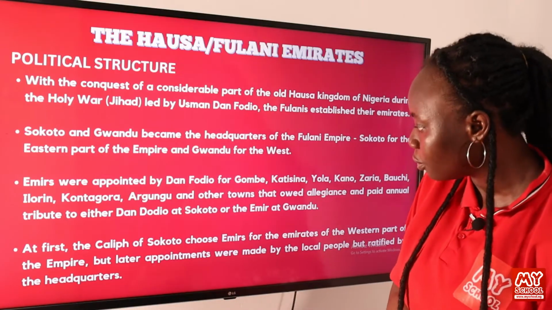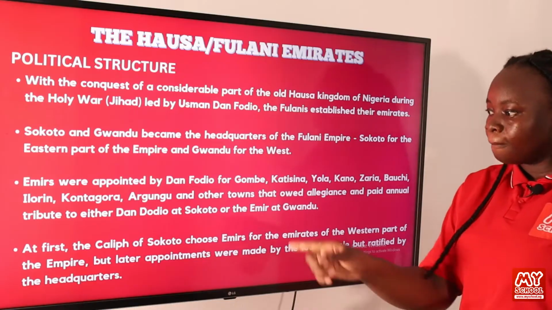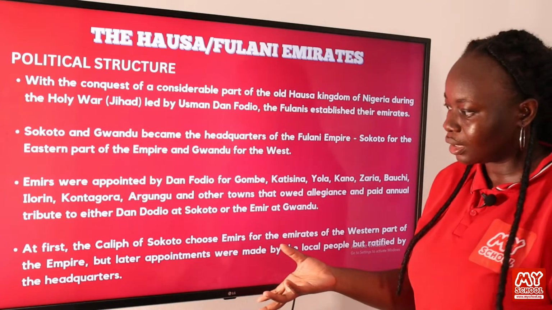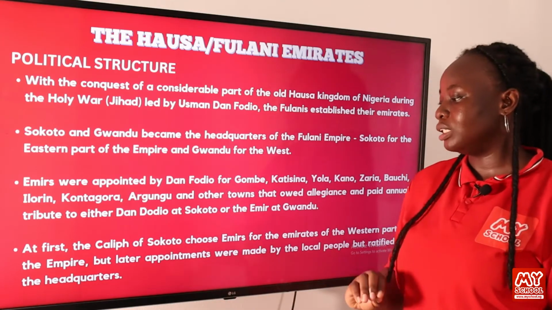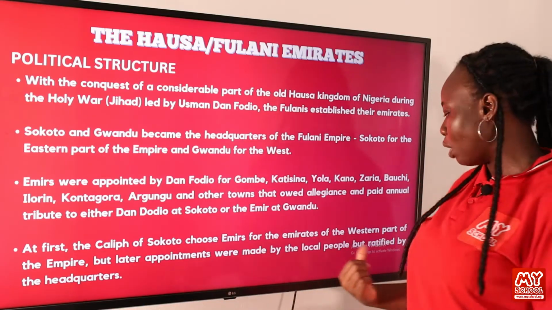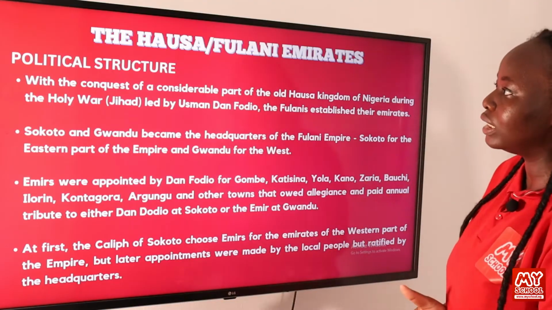At first, the Caliph of Sokoto chose emirs for the Emirates for the western part of the empire, but later appointments were made by the local people, but ratified by the headquarters. So the Caliph of Sokoto were appointing their emirs at first, but they allowed the local people to start appointing their emirs, but they had to approve the appointments at the headquarters. Now let's move on to the next slide.